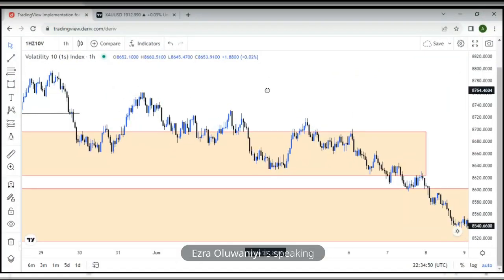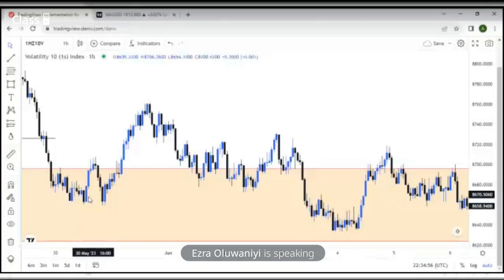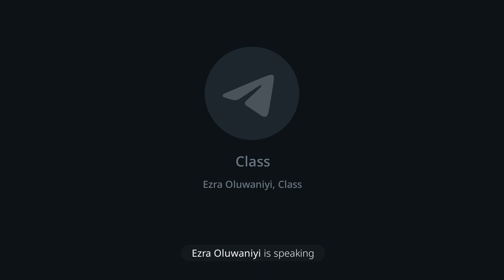So this was the first zone, the first zone that we were targeting. This was a pullback, come down. So this is a church. A church occurred actually here, but price came back and took it out. So this is a good probability trade, but it's not really high.